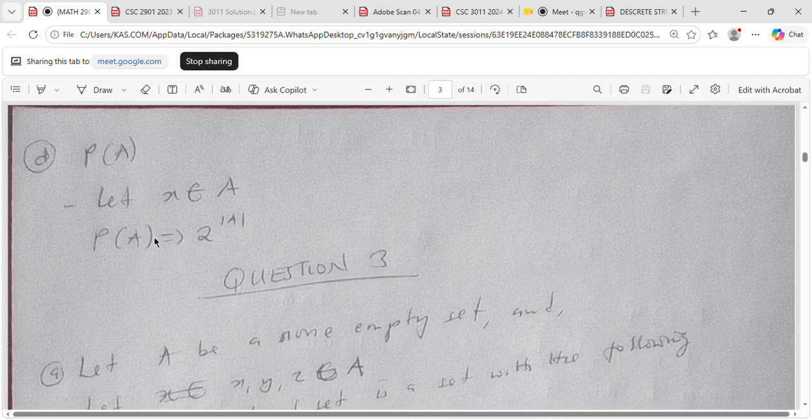Power set, same thing. So just raise it to the cardinality.